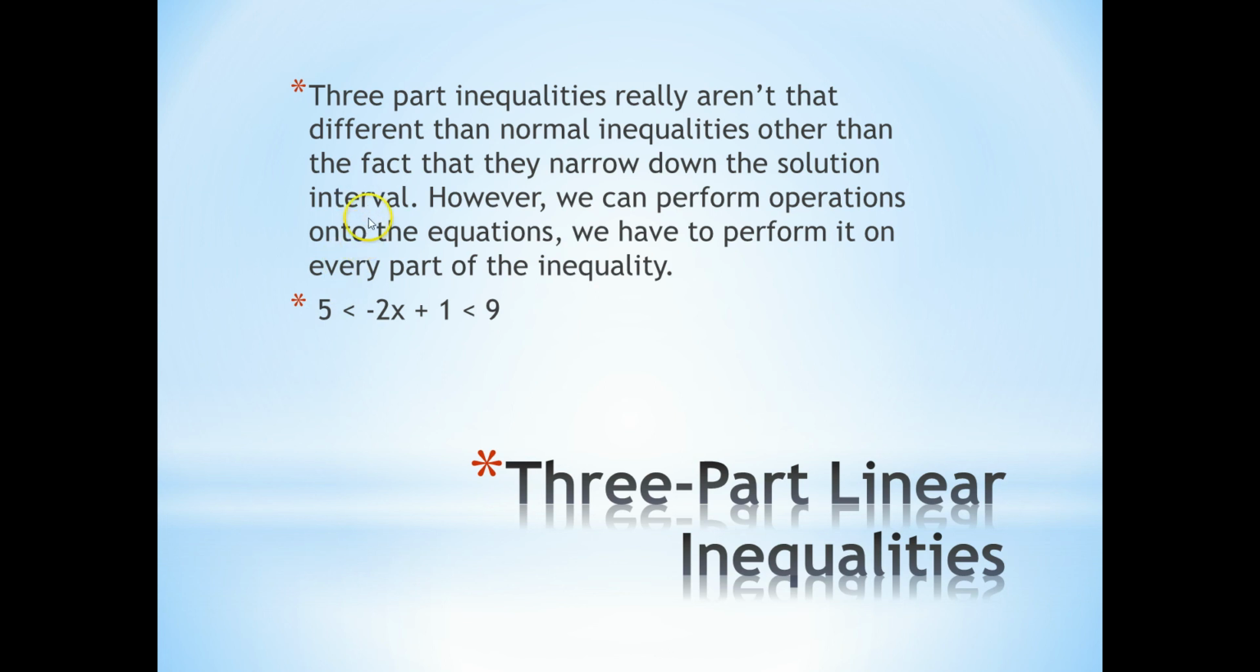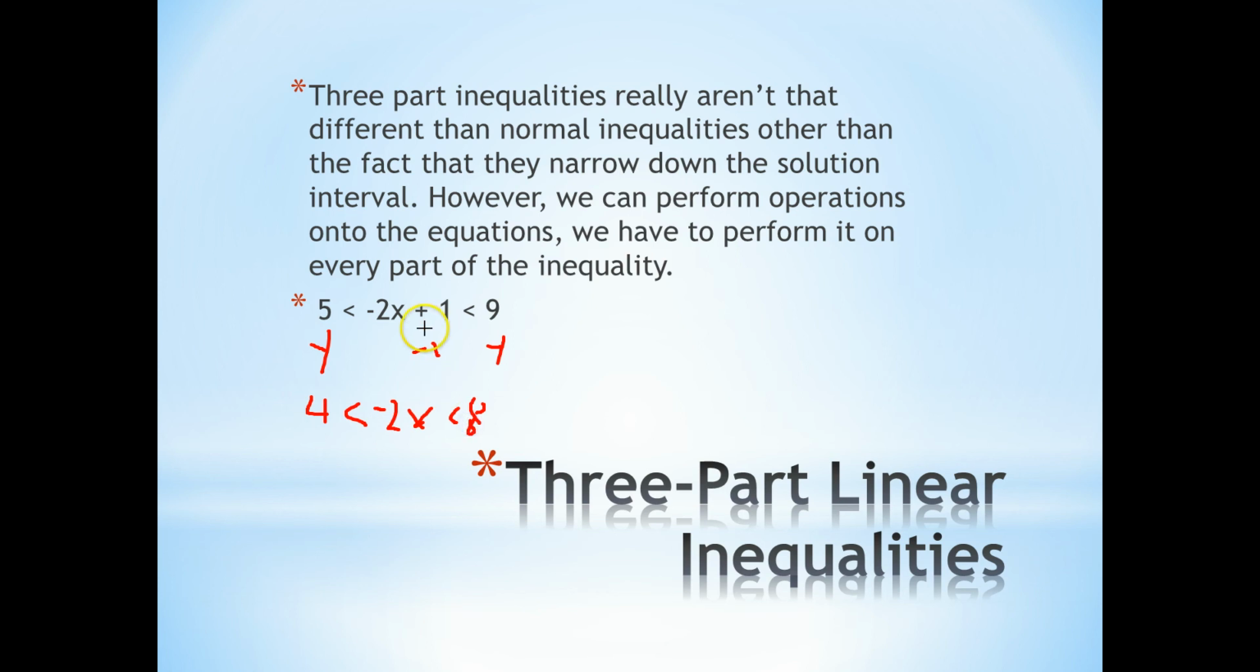So three-part inequalities really aren't that different from normal inequalities, other than the fact that they narrow down the solution interval. However, we can perform operations on the inequality. When we do that, we have to perform it on every part of the inequality. So 5 is less than -2x plus 1, which in turn is less than 9. So this means that this expression right here is bigger than 5 but smaller than 9. We can first solve this by subtracting 1. But when we subtract 1, we subtract 1 from everything. So -1, -1, -1. So 4 is smaller than -2x, which is smaller than 8.